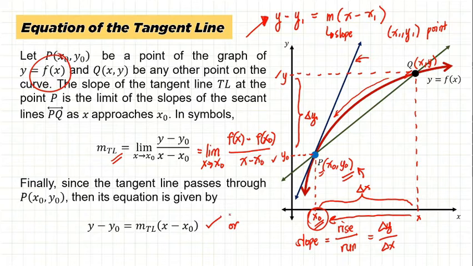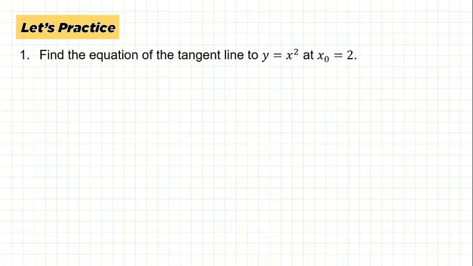Or if your function is given in terms of f of x, we will have f of x minus f of x sub o equal to m sub TL times the quantity x minus x sub o. So this will be the formula that we are going to use. Now, to understand this better, let's consider the following examples.